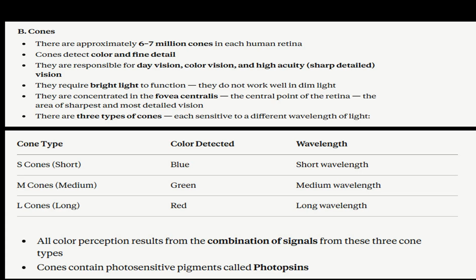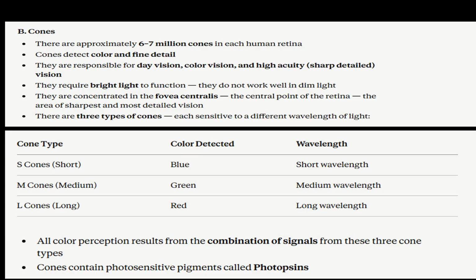They are concentrated in the fovea centralis, the central point of the retina, the area of the sharpest and most detailed vision. There are mainly three types of cone, each sensitive to a different wavelength of light. And we all know that the human eye can detect color in three major colors: red, green, blue, RGB, right? So among cone types, you can see S cones, meaning short cones, which detect blue color, with short wavelength.